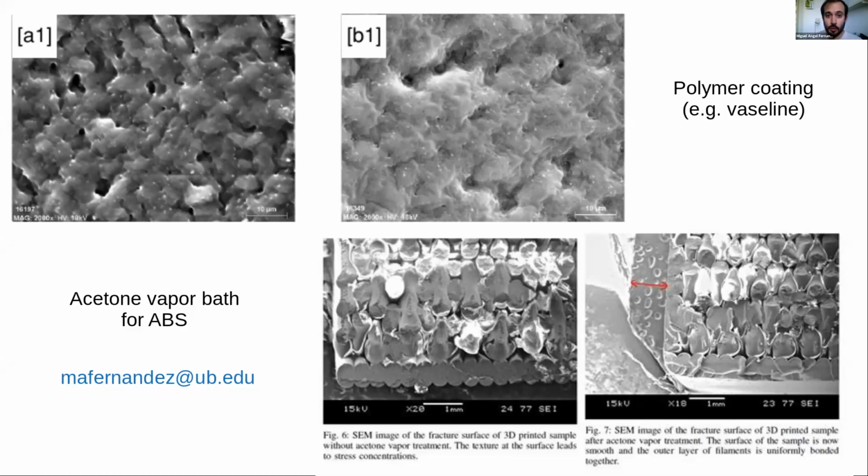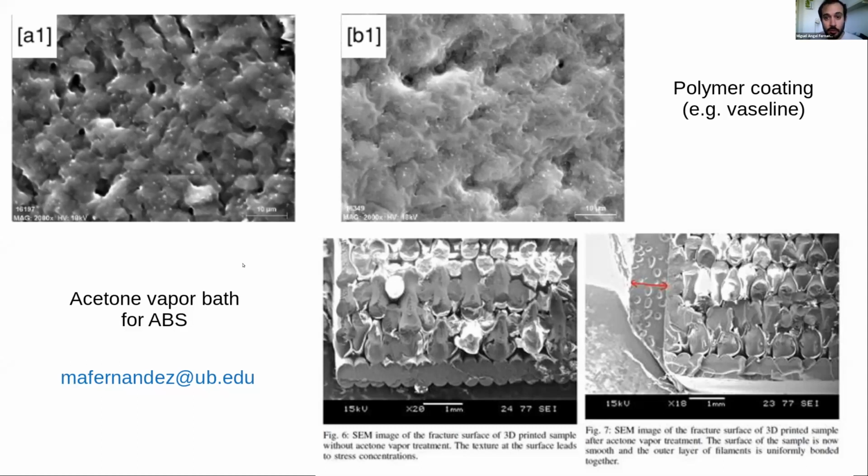So one solution is basically that we can coat it with any polymer. For example, it could be as easy as coating it with Vaseline or with any cream that is not water-based but oil-based. And this is the same picture of the same kind of PLA media, but in this one it has a PEG, polyethylene glycol, layer on top, and then you see that basically it seals all the pores.